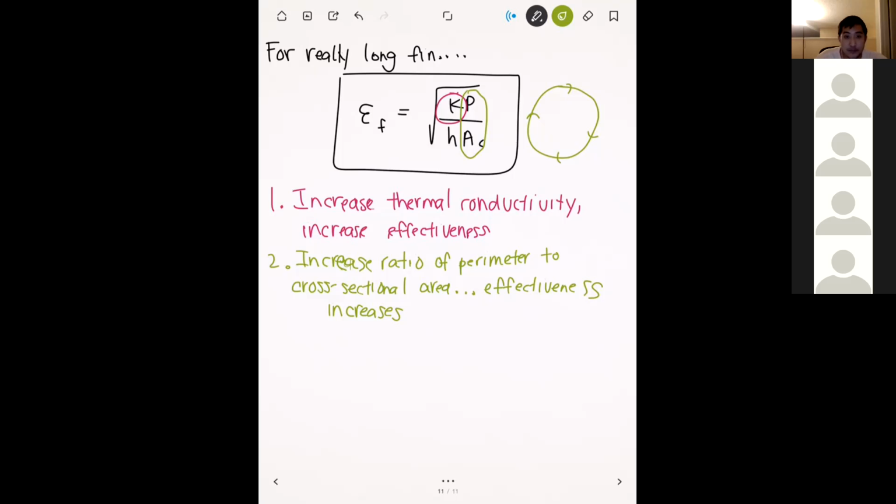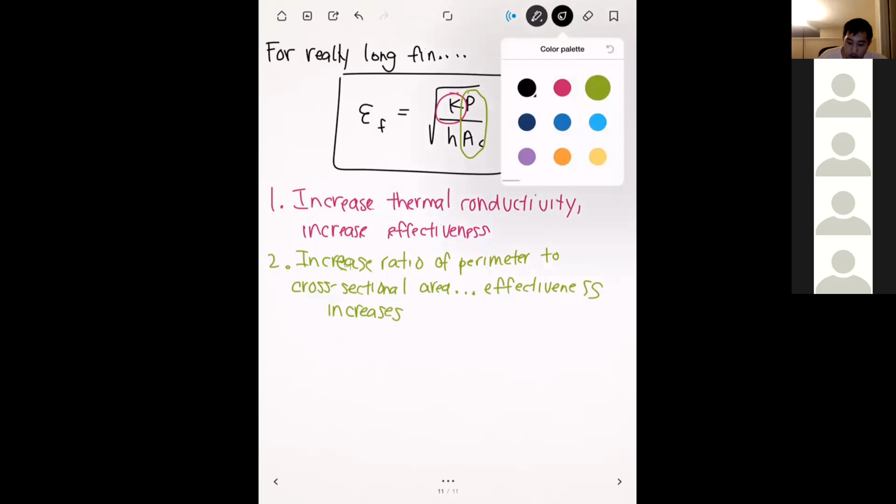Okay. So this factor here in green tells us what kinds of shapes actually make good fins, right? If you have a certain amount of material, there are lots of different shapes you can use for that. But certain shapes have a higher perimeter to cross-sectional area ratio. And so in general, what makes a good fin shape are shapes that are relatively thin.